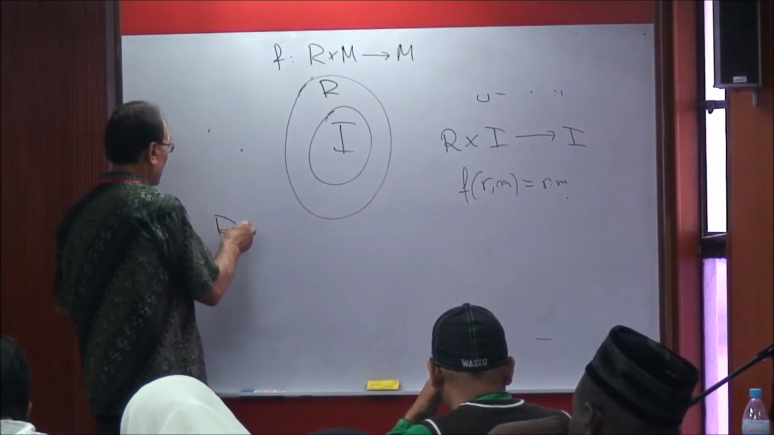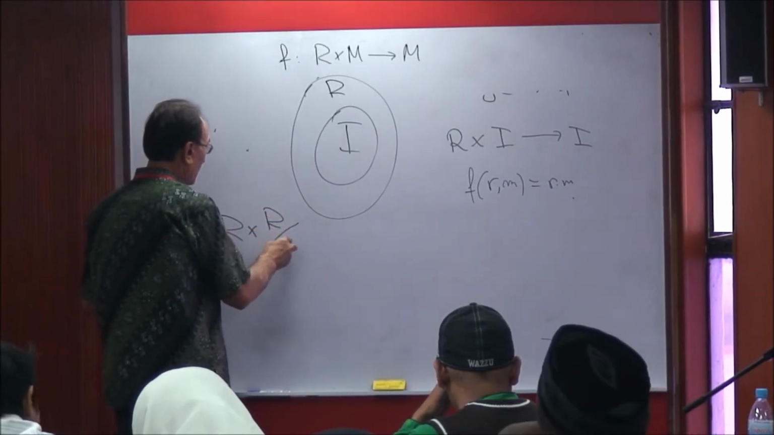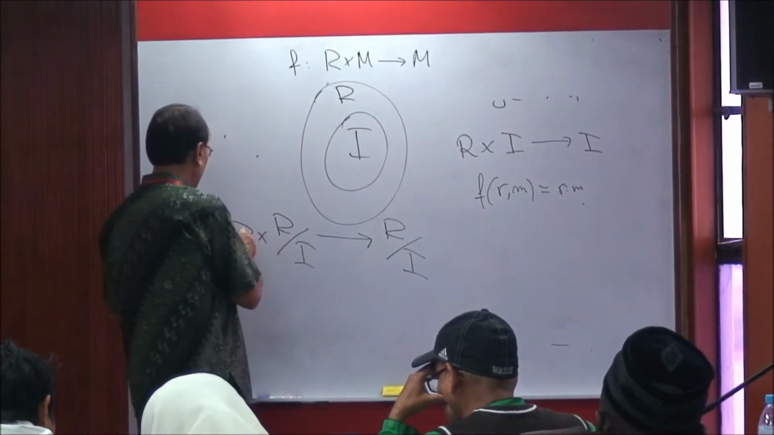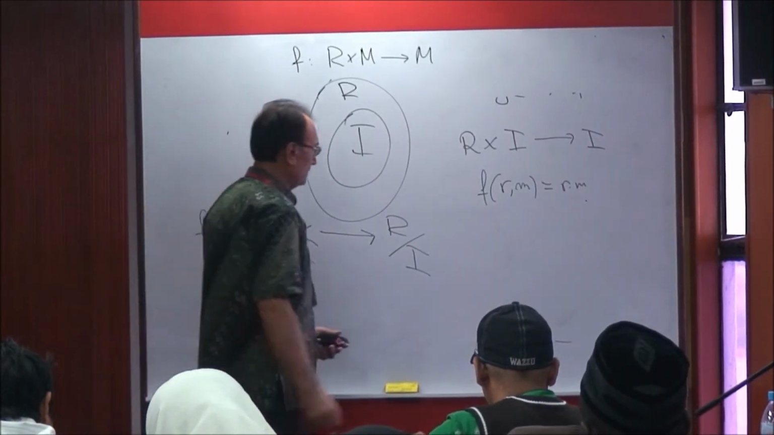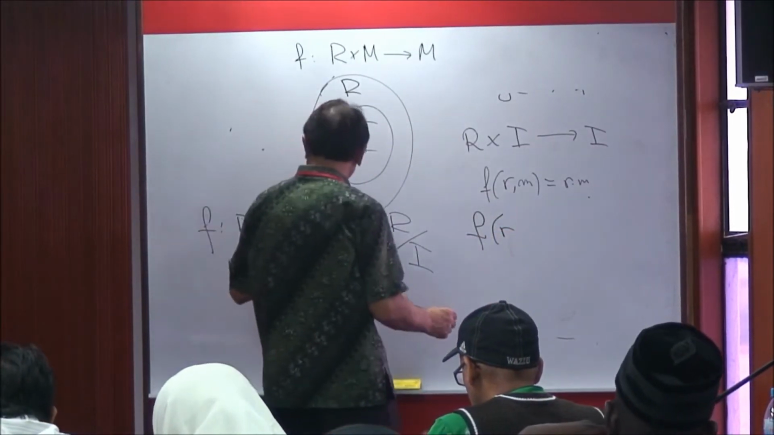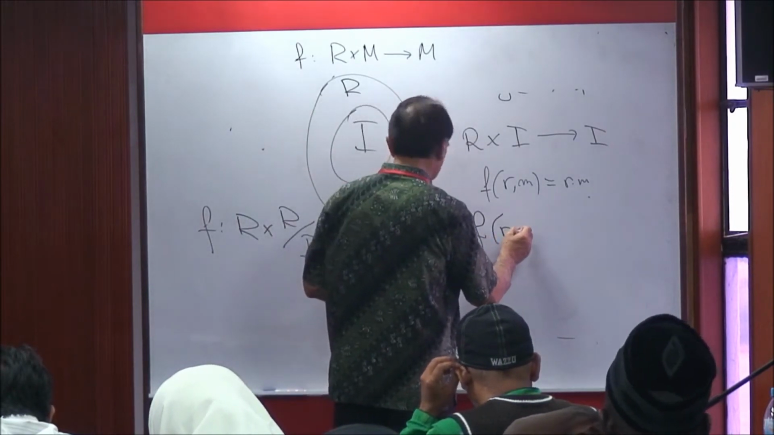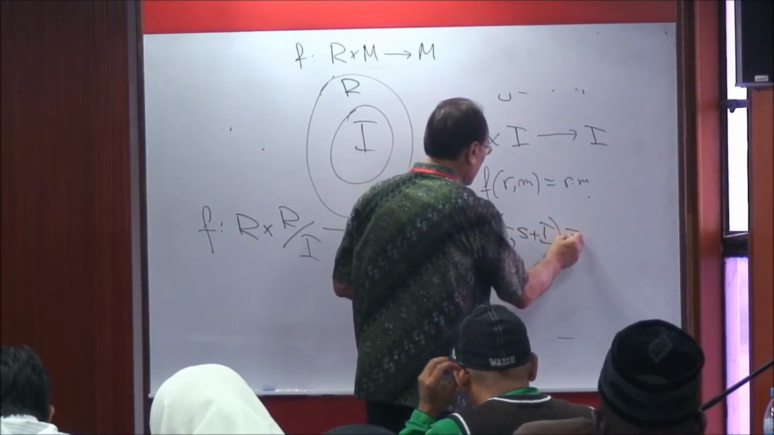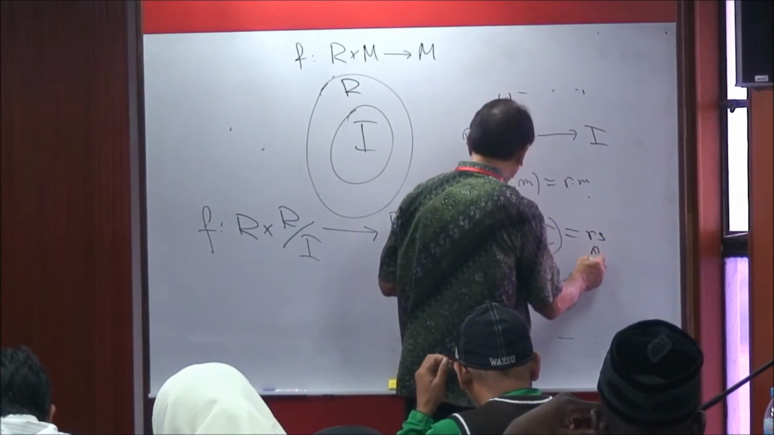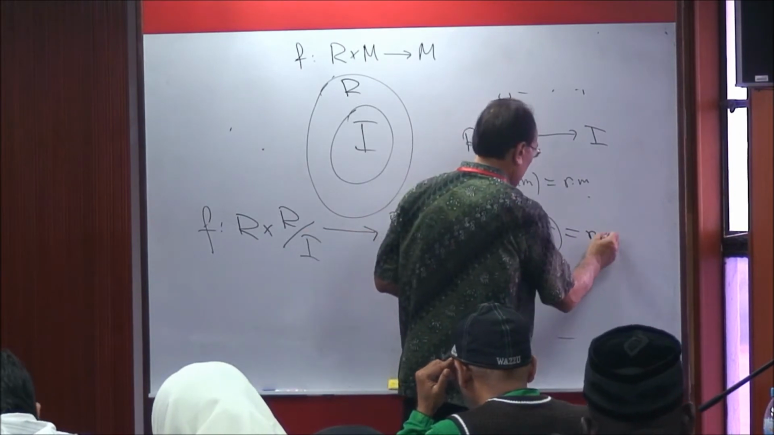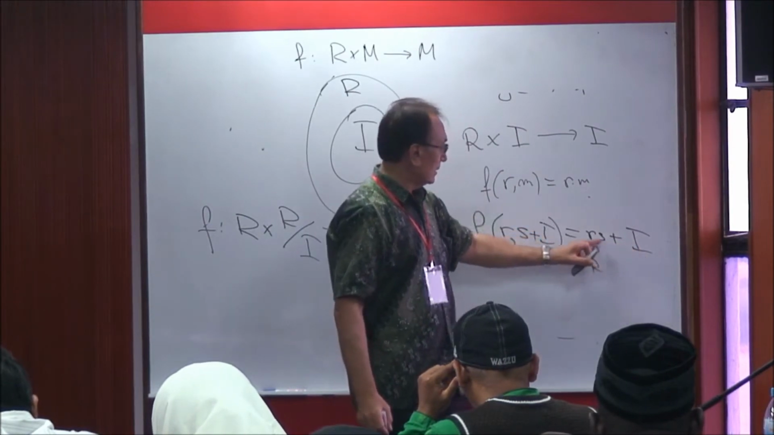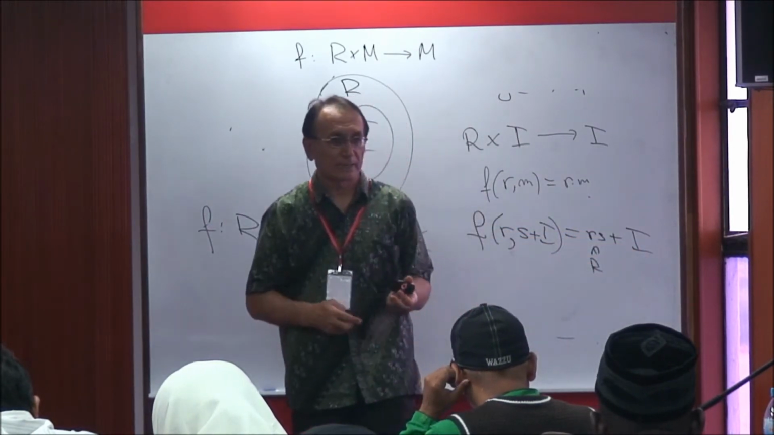You should define R cross R over I. The result must be R over I. Function F is defined as follows. You will take element R from here, then any class here, say S plus I, then the result is you multiply representatives. This is element of R, then plus, take that coset which is represented by element R times S.